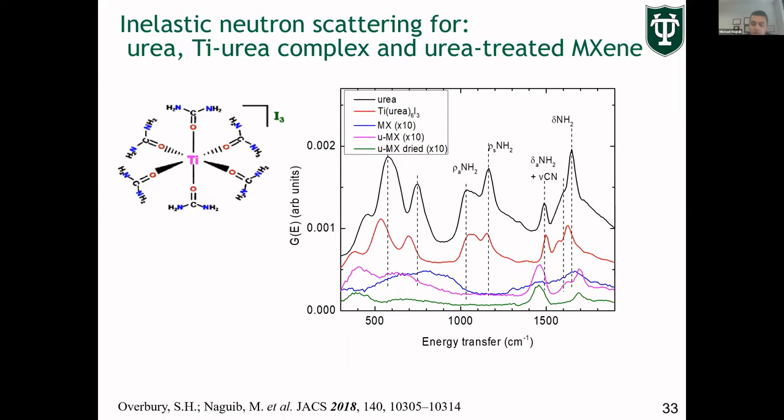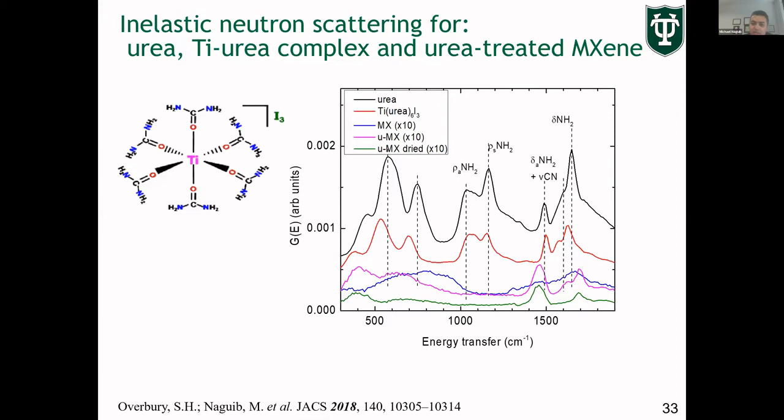Here is the inelastic neutron scattering, and this work was done at SNS in collaboration with Sasha and Steve Overbury. Here is a comparison for urea alone, which is the black plot, for inelastic neutron scattering. This is where the different vibration modes for urea are. For titanium urea, you see there are matching peak positions where urea should be. While for urea-treated MXene, we don't have that exact match as we saw for the titanium urea complex. For example, the two peaks for NH2 around 1100 and 1300 are not there anymore. So this suggests that we don't really have urea between the layers. We have something else, but what do we have?